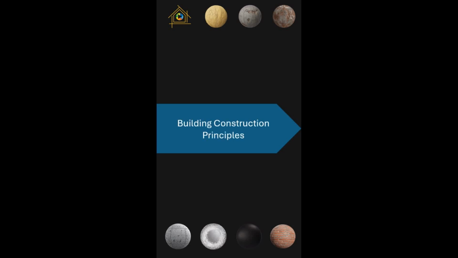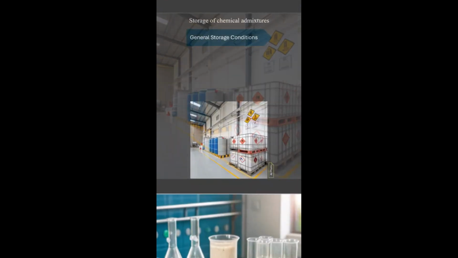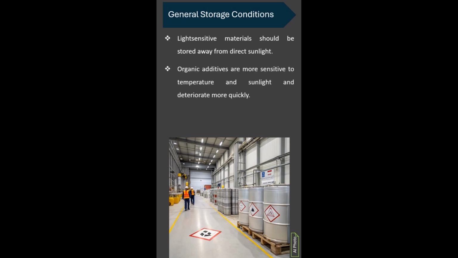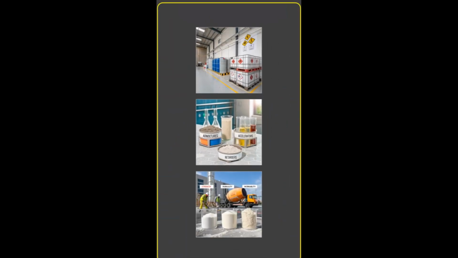Building construction principles. General storage conditions. Storage containers should be clearly labeled. Storage times should be determined and followed according to the manufacturer's instructions. Light-sensitive materials should be stored away from direct sunlight. Organic additives are more sensitive to temperature and sunlight and deteriorate more quickly.